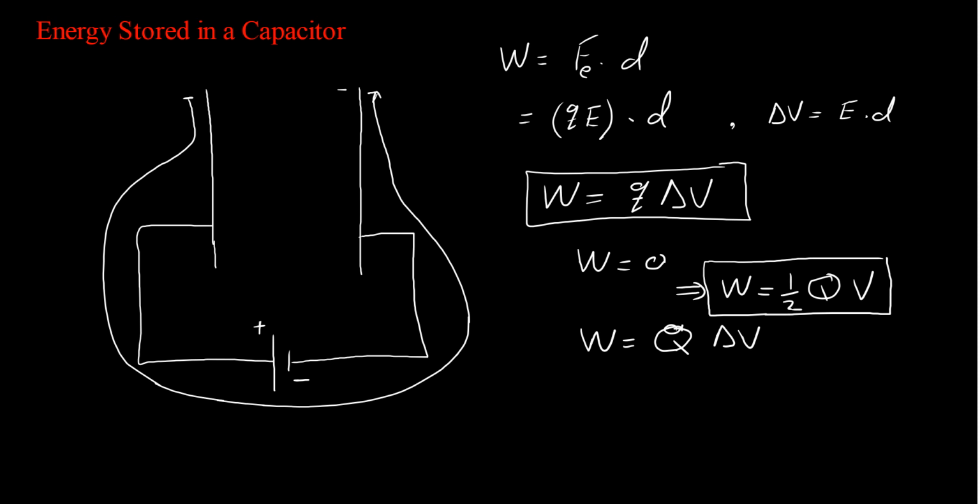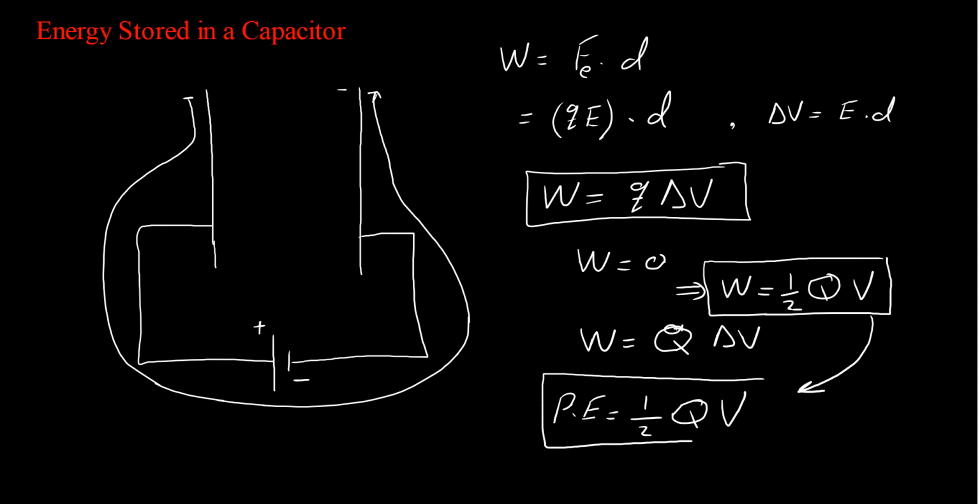Now we can't ignore the fact that the work also represents the potential energy, or the energy stored in a capacitor. So from here, I can rewrite my formula: the energy stored, or potential energy stored in a capacitor, is half Q multiplied by the potential difference between the two plates. Okay?